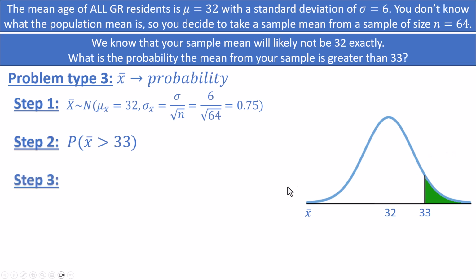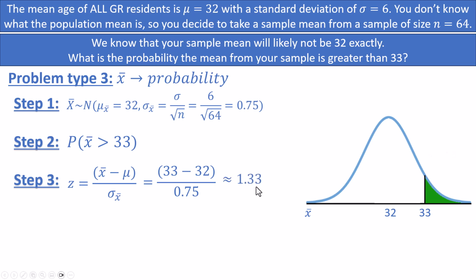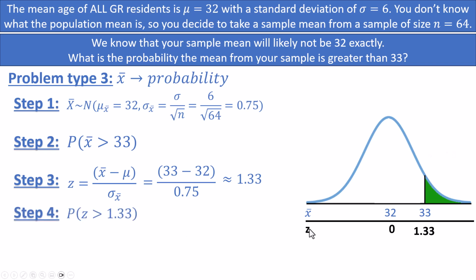So step number 3 is going to be to find the z-score related to this, which is basically just plugging into this formula here. We'll take the x bar of 33, subtract the mean of 32, and divide by sigma of x bar, which is 0.75. If you go ahead and do that, you're going to get approximately 1.33, or it's really 1.33 repeating. So at that stage, you can go ahead and put the z-score on your distribution. So 1.33 is going to correspond to that 33 that we had right there. And now we're basically just finding the probability that z is greater than 1.33.